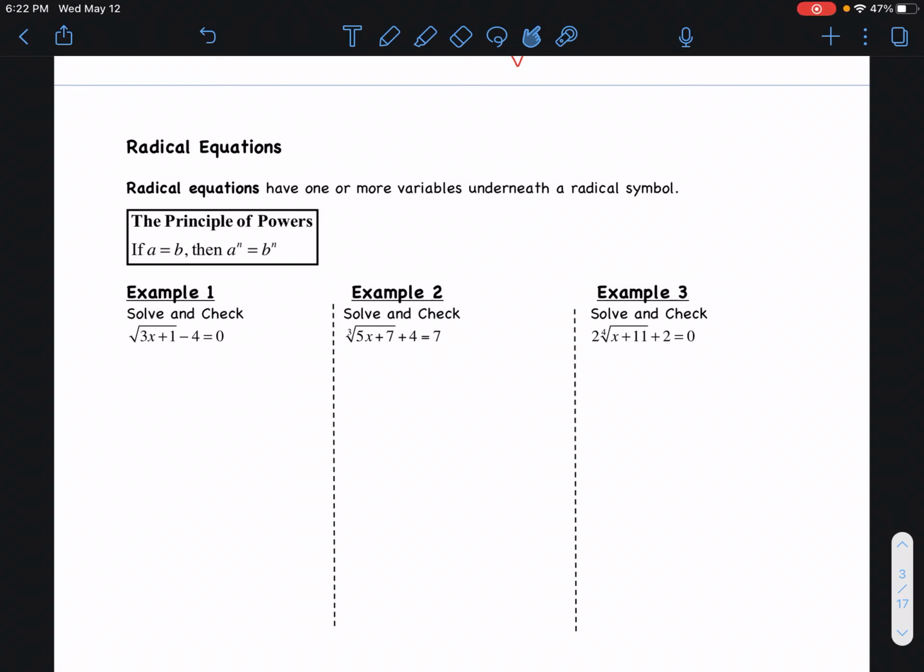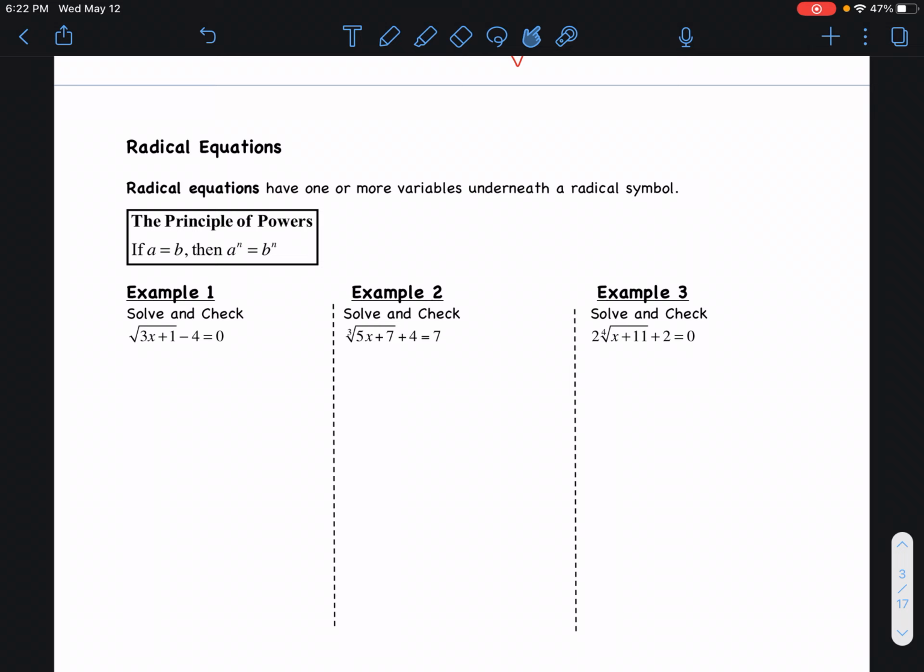In today's video, we're going to learn the first part in solving radical equations. As you can see in examples 1, 2, and 3, we're going to solve equations that have radicals in them. Radical equations have one or more variables underneath a radical symbol.